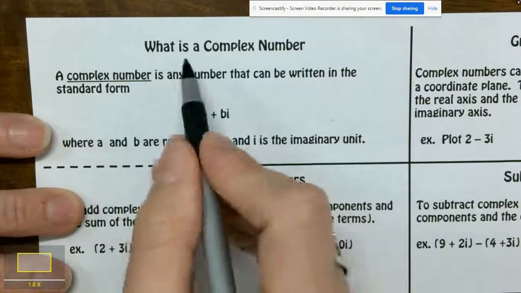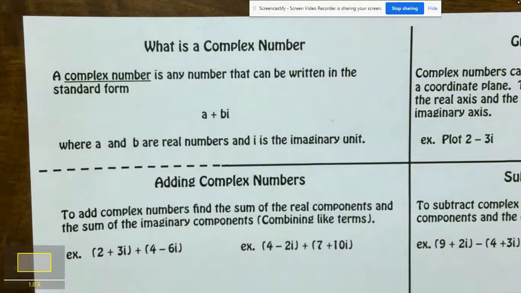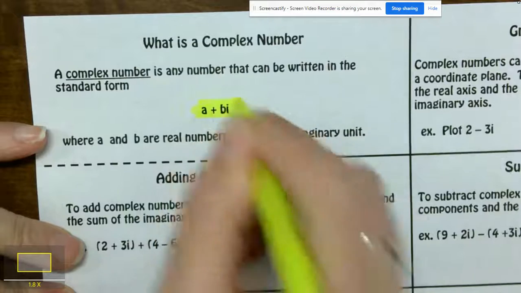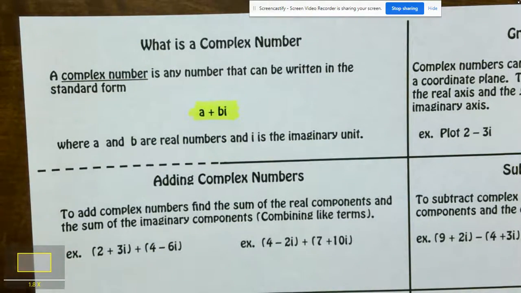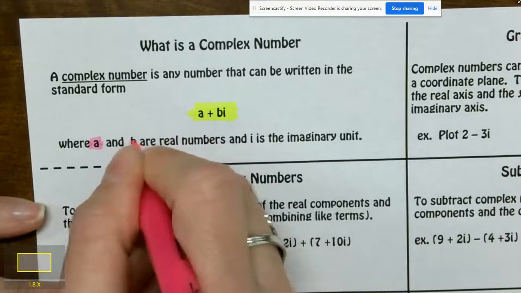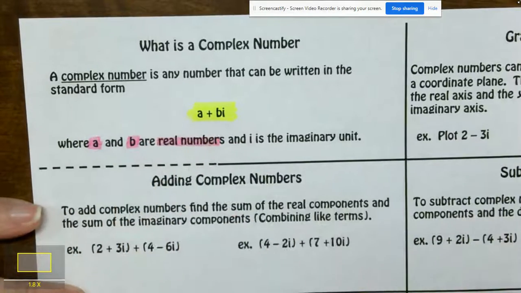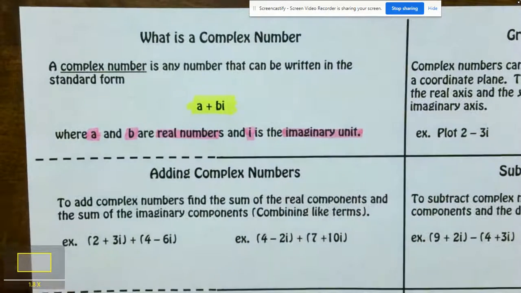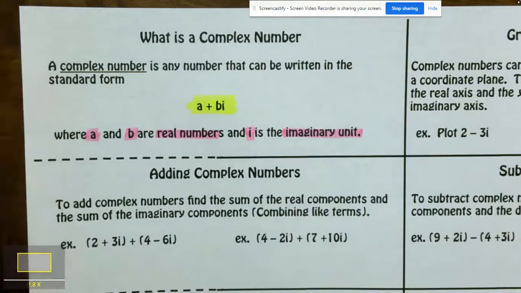So first, let's just talk about what a complex number is. Okay, so what is a complex number? A complex number is a number that can be written in this standard form here, a plus bi. Okay, it can be written in that standard form. Now, I want you to notice a few things. a and b are real numbers, and the i is the imaginary unit. Okay, now you did this in Math 2 too.